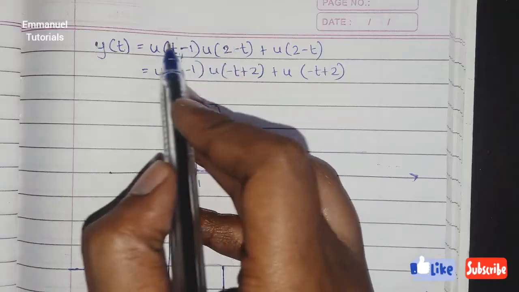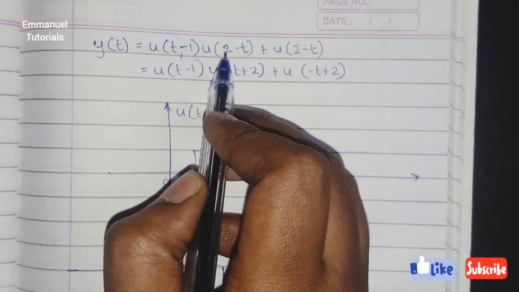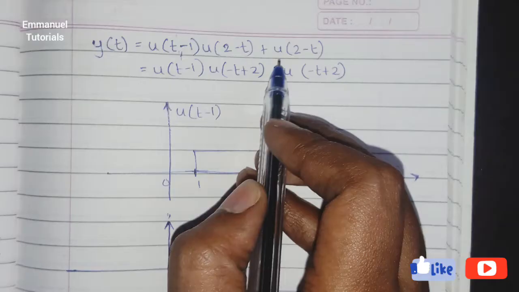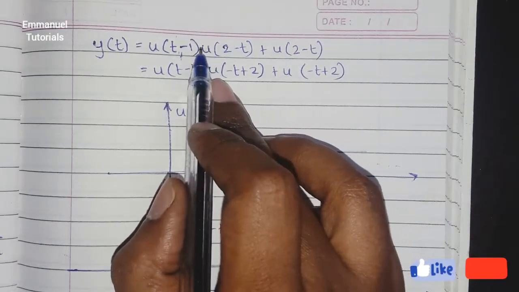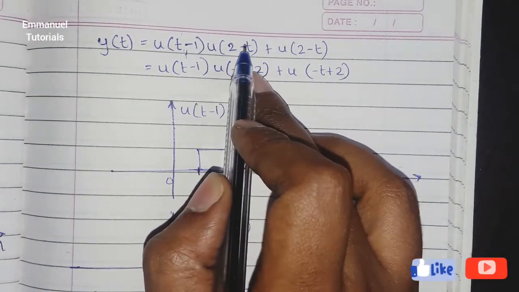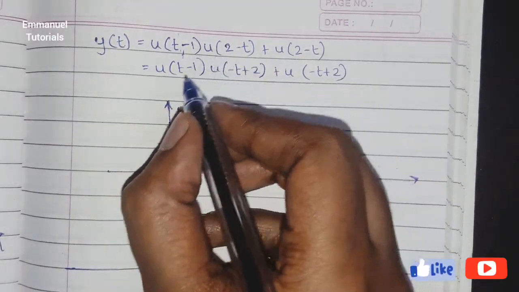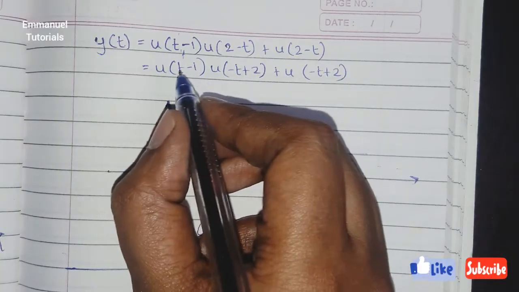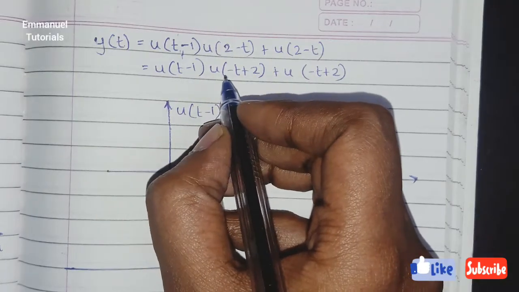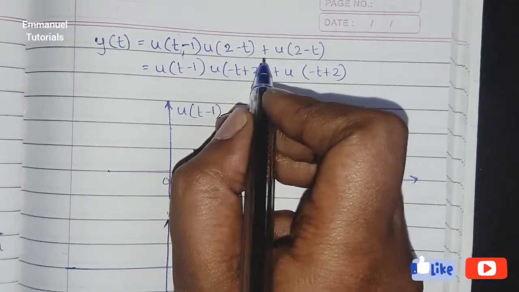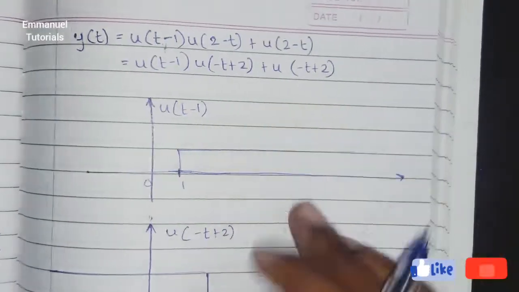The question that is given is you have to find out the output signal for u of t minus 1 multiplied by u of 2 minus t plus u of 2 minus t. This is all that was given. You have to first sketch each of these signals, then the multiplication and then the addition. So instead of taking it as it is, I have rewritten the expression. So it will be u of t minus 1 into u of minus t plus 2. Just interchange the positions, the value is going to be the same, plus u of minus t plus 2.